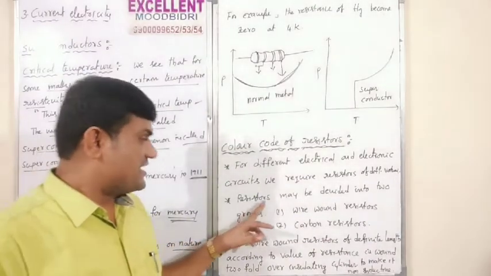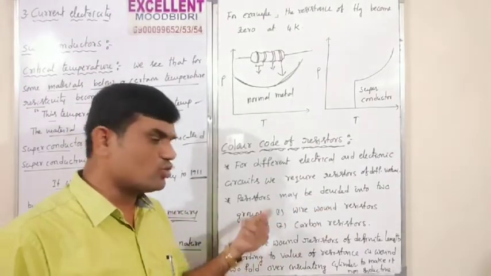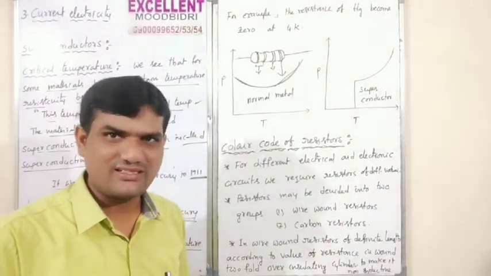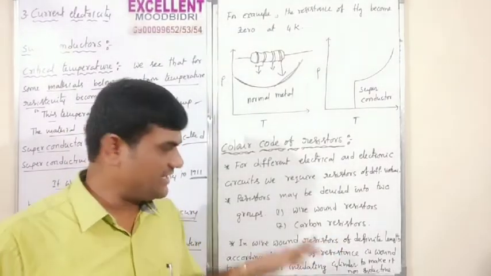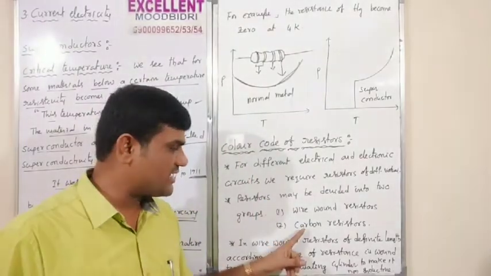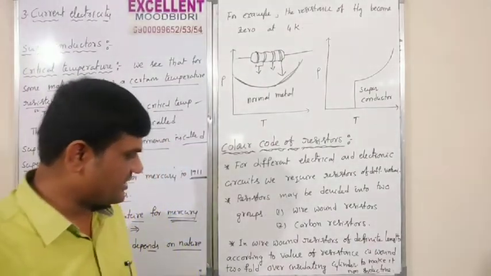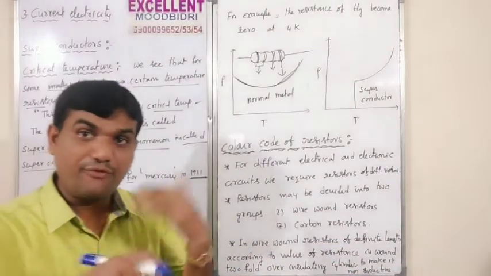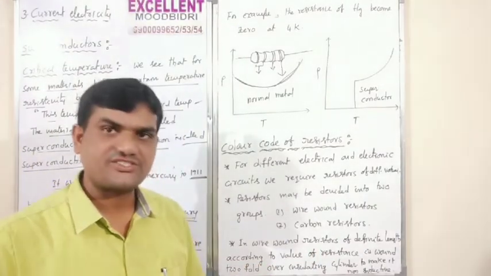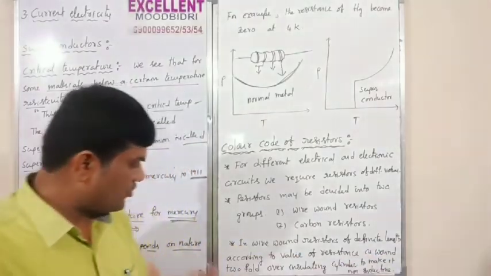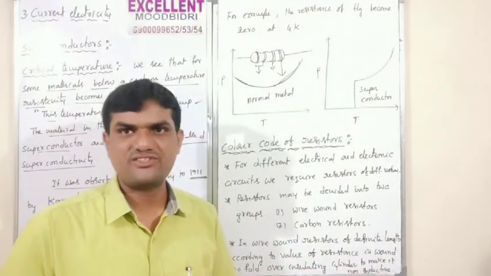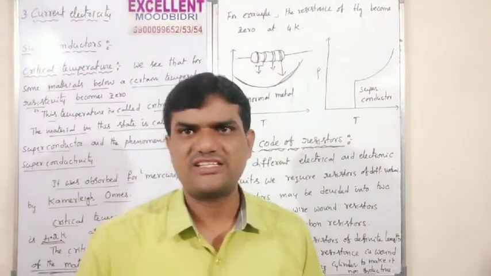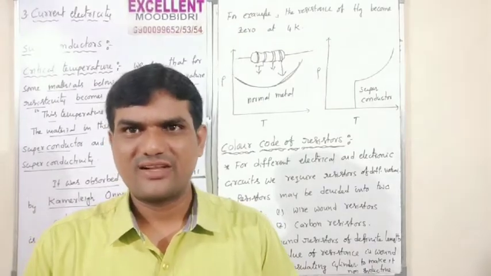Next, second point: resistors may be divided into two groups. One is wire wound resistors, the other is carbon resistors. The main important one is carbon resistors. Next point: wire wound resistors of definite length, according to the value of resistance, are wound two-fold over an insulating cylinder, to make them non-inductive. A rheostat is a good example. Are you clear? Okay, next.